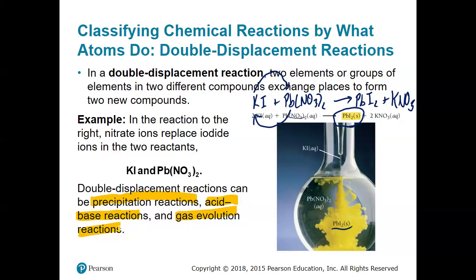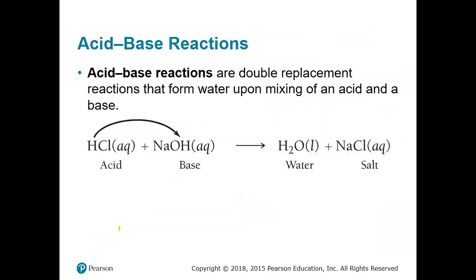Gas evolution reactions are exactly what they sound like. I put those two things together and a gas forms. So just looking at each of those subclasses, with acid-base reactions, we're putting an acid and a base together. The precipitate, if you will, the thing that tells us the reaction is happening, is the formation of water here. Water is different from what was present before. Water is formed out of the hydrogen ions and the hydroxide ions reacting with each other to give us this water.